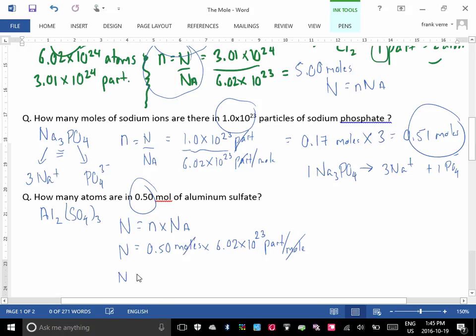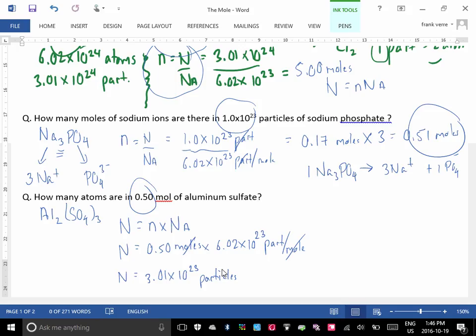How many particles is 0.50 moles? Well, it should be 3.01 times 10 to the 23 particles. Okay, does that make sense so far? Right, half a mole. So if 1 mole is about 6 times 10 to the 23, half a mole should be 3 times 10 to the 23.